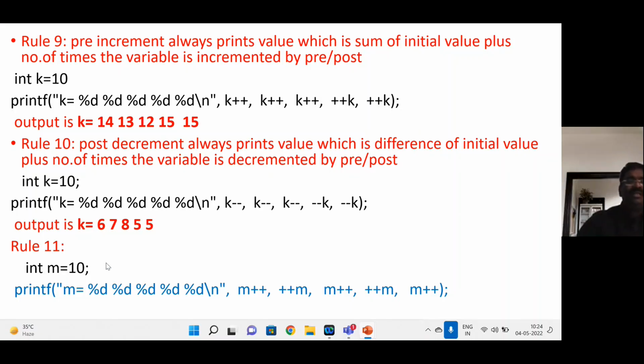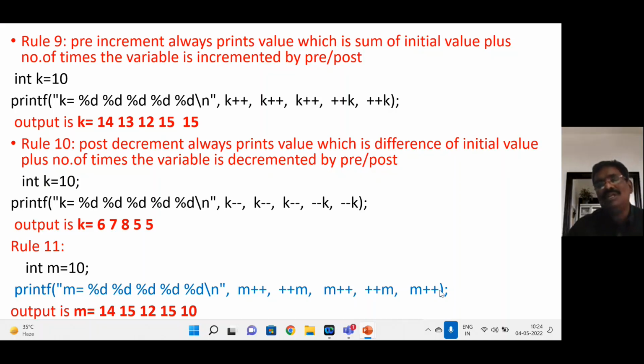Next, the 11th rule. In the 11th rule, there is mixing of increment and decrement operators, mixing up pre-increment and post-increment. The last one is post increment, next pre-increment, next post increment, next pre-increment and post increment. When you are using alternates like this, the last one is always considered.